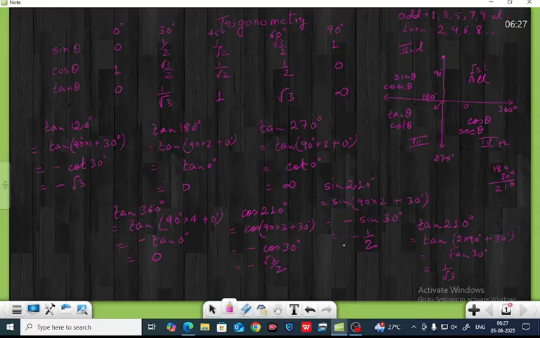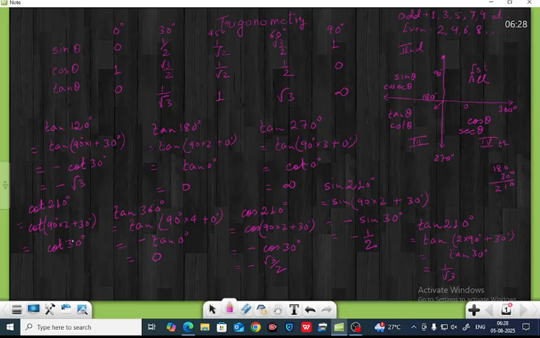Now I want to find another thing, the value of cot 210 degrees. Cot 210 can be written as cot of 90 times 2, that is 180, plus 30 degrees. This is an even number, therefore it will be cot 30 degrees.